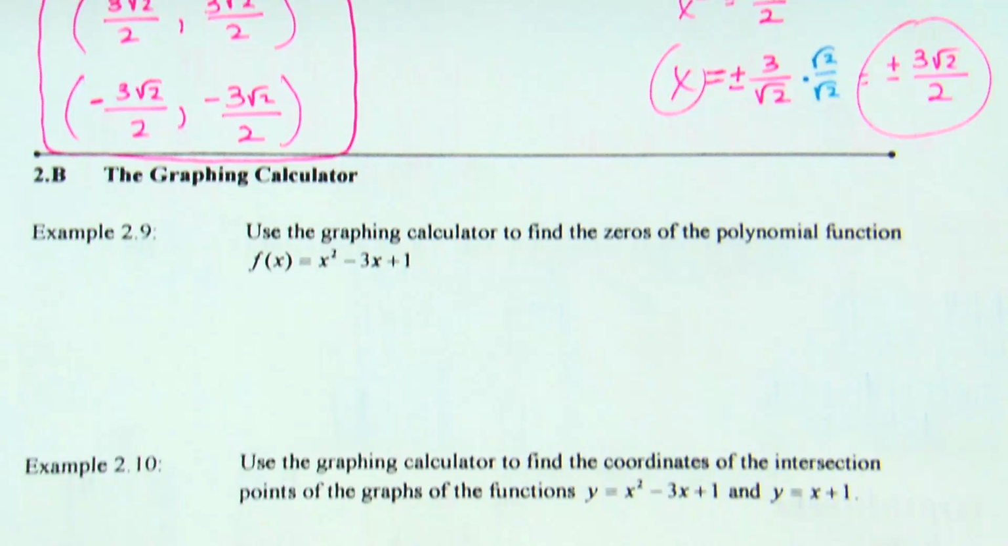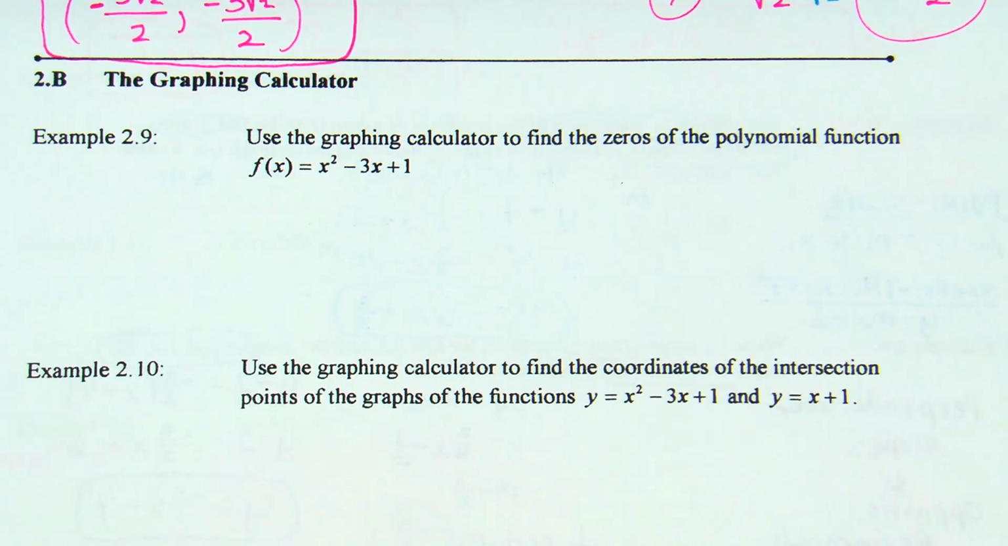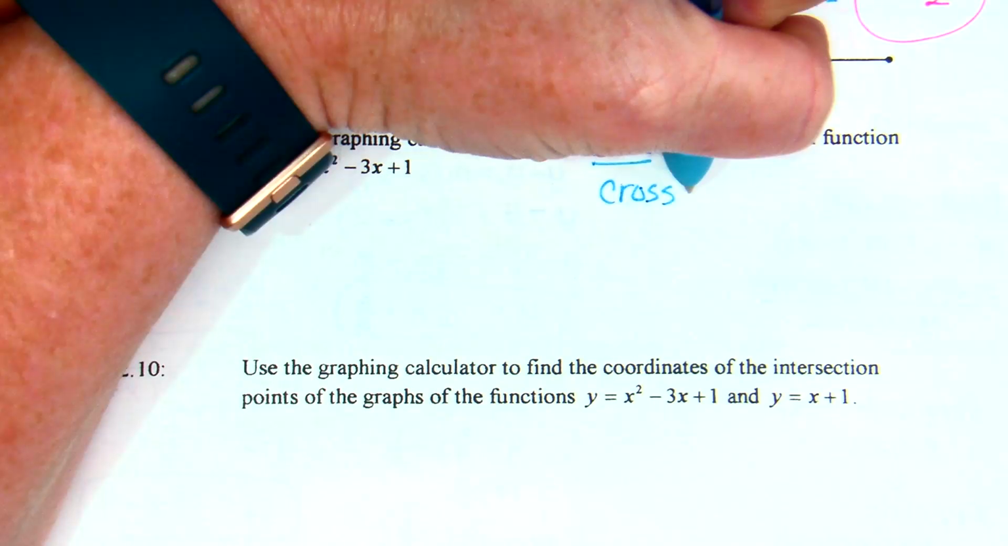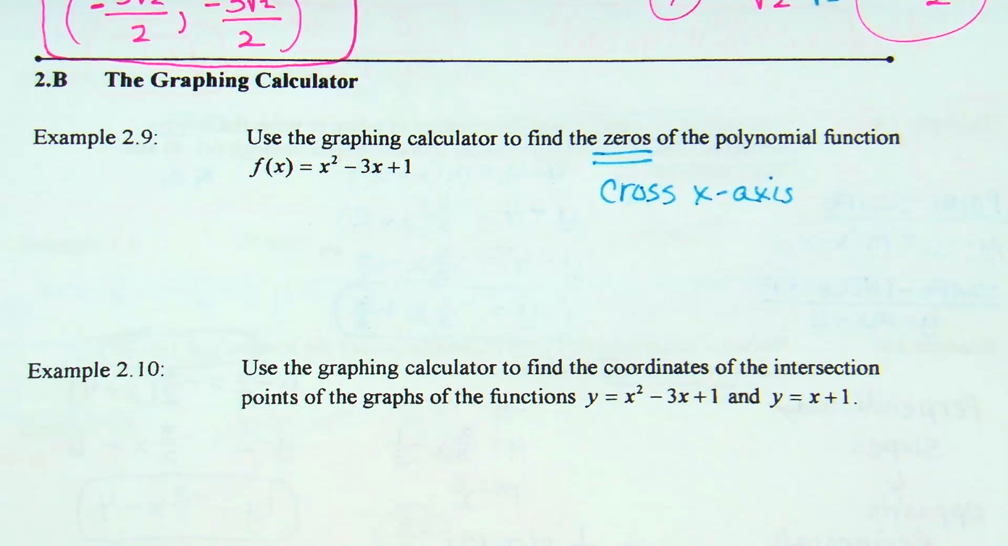Okay, officially 2B says the graphing calculator. This is very much review of how we use a graphing calculator. It's sat all summer and I have no idea what to do. So, use the graphing calculator to find the zeros. What do we mean zeros? Okay, so zeros are any place it crosses the x-axis. So, grab the calculators, try them.